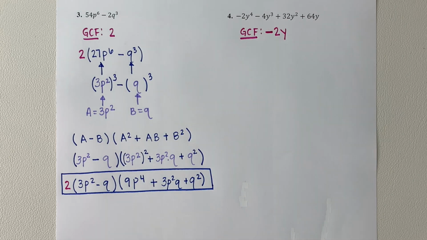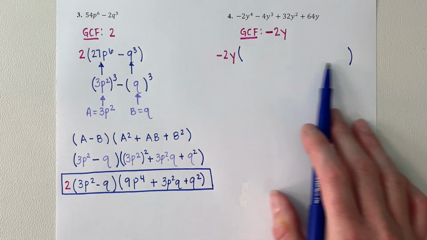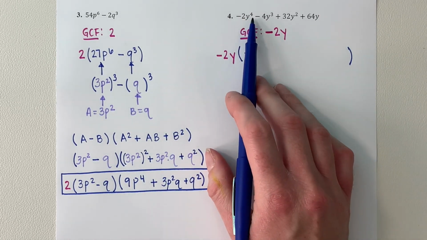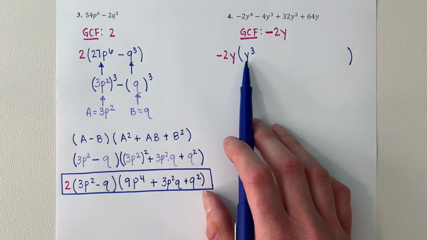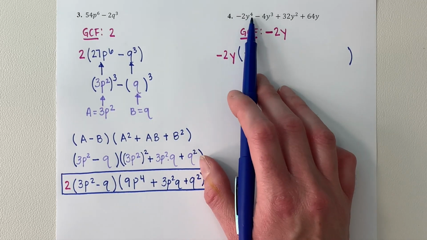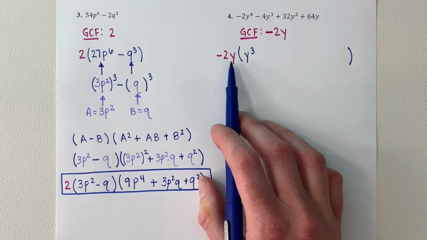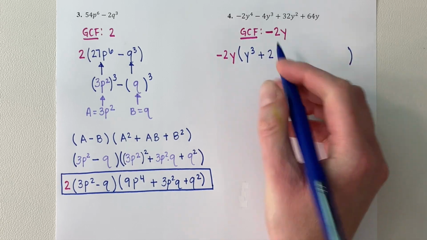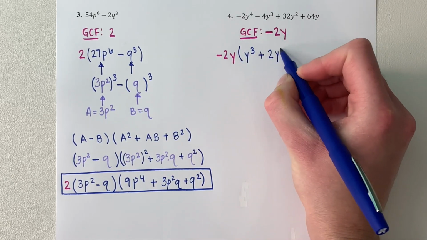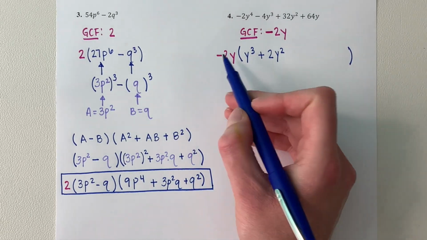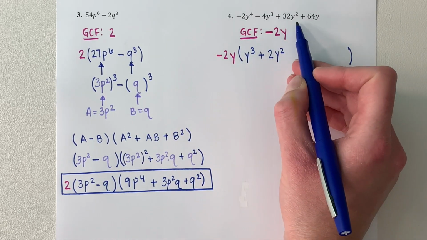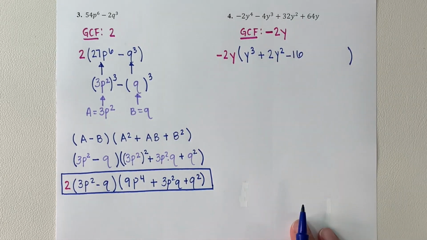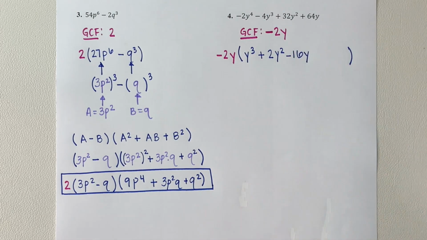Now we need to factor out the GCF. So we'll put the negative 2y outside of parentheses. Negative 2y times y cubed will give us negative 2y to the 4th. Remember, when you multiply variables, you add their exponents. So 1 plus 3 gives us 4. Now, what do we need to multiply negative 2y by to get negative 4y cubed? Negative 2 times a positive 2 will give us our negative 4, and y times y squared will give us y cubed. Then what do we need to multiply negative 2y by to get 32y squared? Negative 2 times negative 16 will give us positive 32, and y times y will give us y squared.